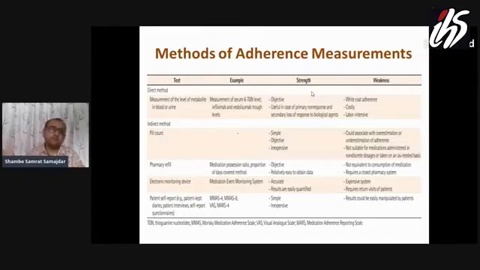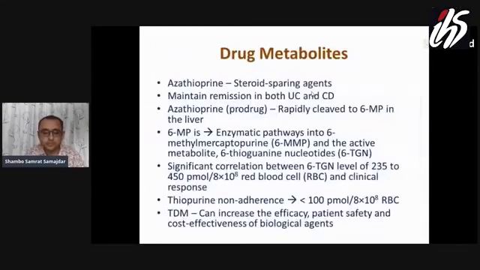Now while prescribing therapy, it is also important to measure adherence. Otherwise, whatever therapy we are prescribing will not act, because a drug will act only if we take it. So there are some methods, like direct methods and indirect methods. Direct methods means measurement of levels of different metabolites. Indirect methods are there like pill count, pharmacy refill, electronic monitoring devices, and some patient self-reported questionnaires.